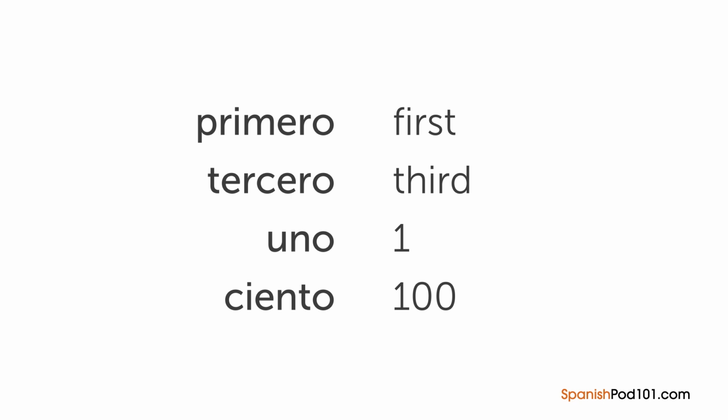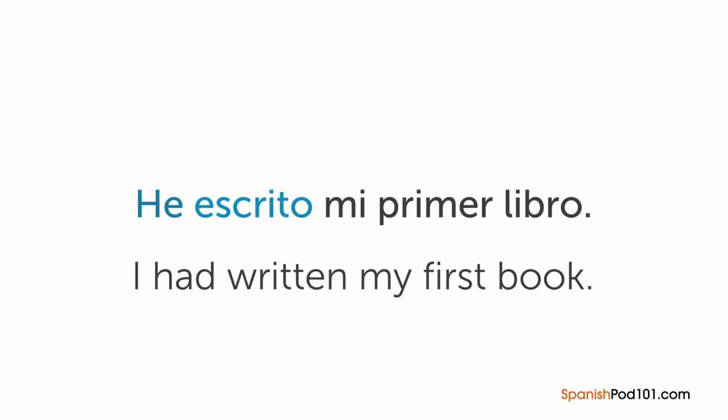You can also see this shortened form with ordinal and numeral adjectives like primero, first, becomes primer, and tercero, third, becomes tercer. With numerals, it sounds like this. Uno, meaning one, becomes un, and ciento, meaning 100, becomes cien. Let's go through some more examples. He escrito mi primer libro, literally meaning I have written my first book.